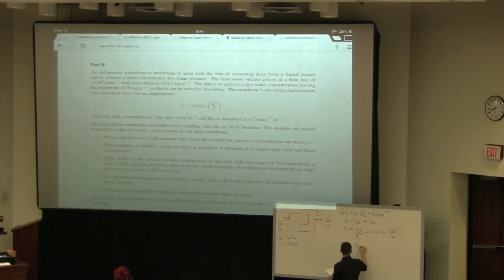QR1 is equal to Q0 C0 divided by CR1, which is 20. That gets you 0.075 meters cubed per hour. So that's my retentate flow, a very, very small volumetric flow rate. And then QP1 by the difference is 3 minus 0.075. That's 2.925 meters cubed per hour. And then solving for A1, the only other unknown in that system, is 327.7 meters squared required, which is 11 modules.